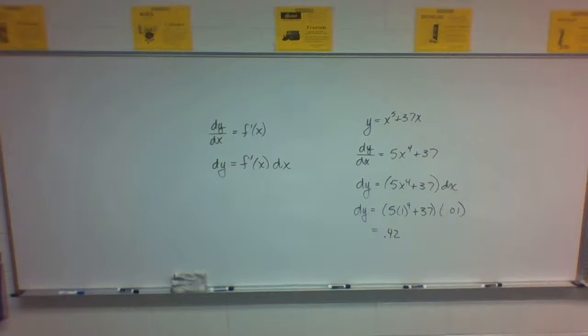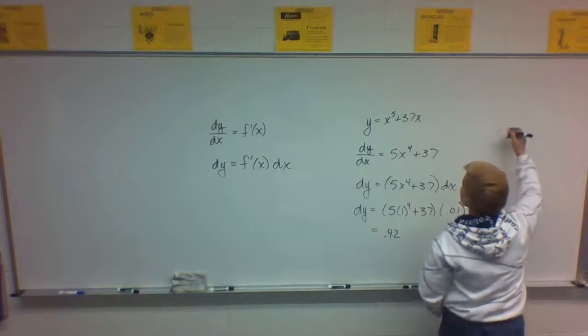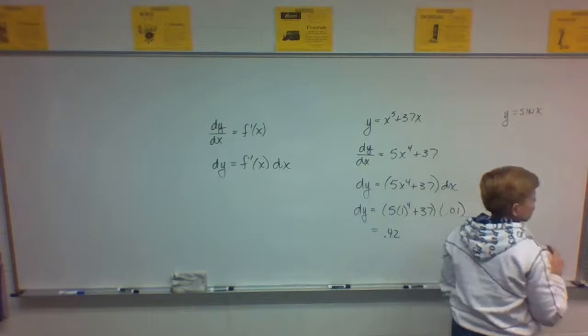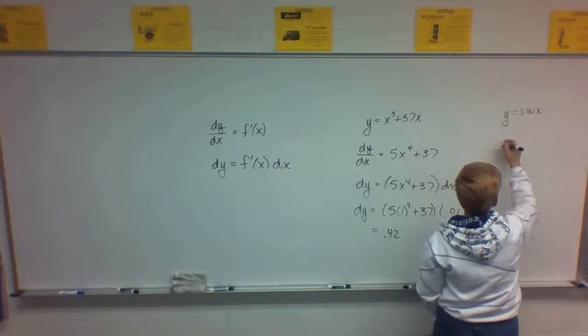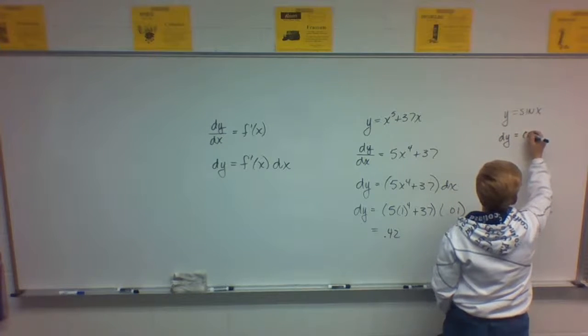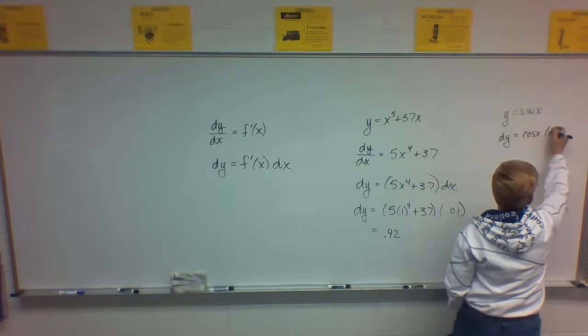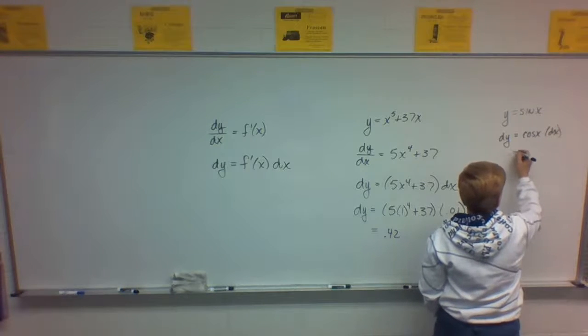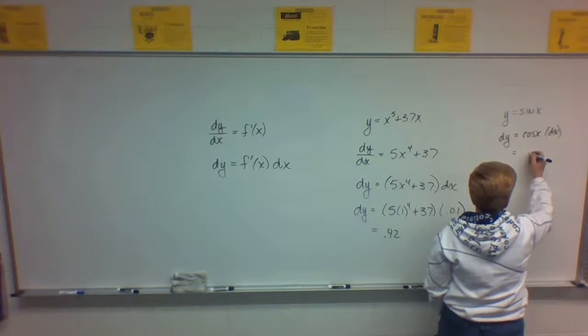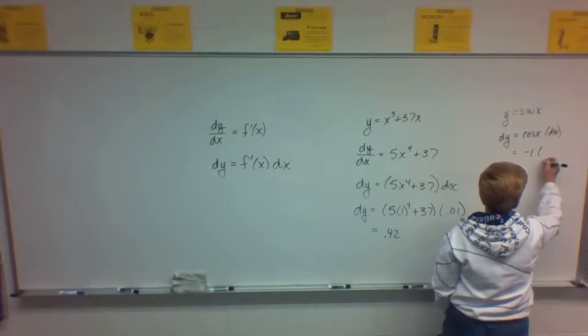Sine 3x at x equals pi with a change of negative 0.02. What's dy? What is dy? The cosine of x dx. Where are we centering it? What's the x value? At pi? What's the cosine of pi? -1. What's the dx?